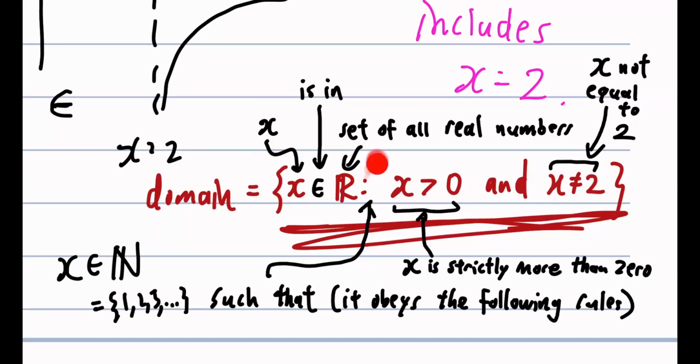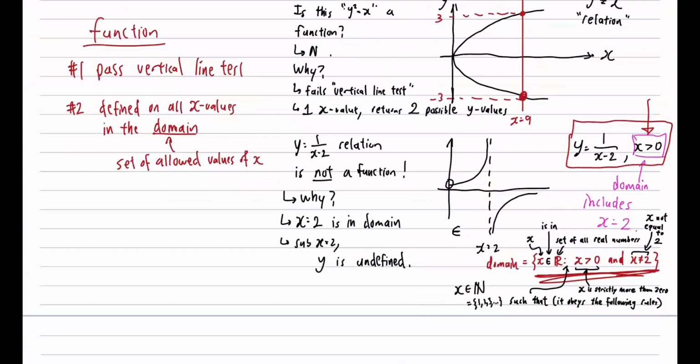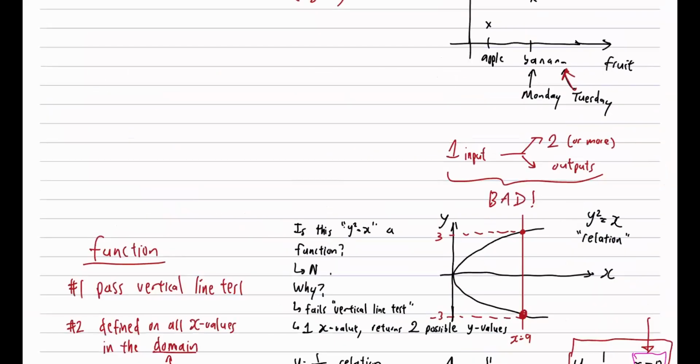Then after that, such that something, you have certain restrictions on the x. It's not just all the possible real numbers. It's those that are positive and not equal to 2. Okay, good. So 2 key ideas about functions and domain.